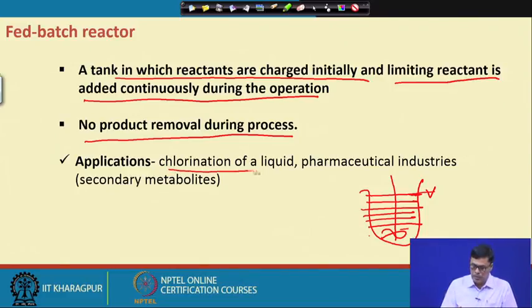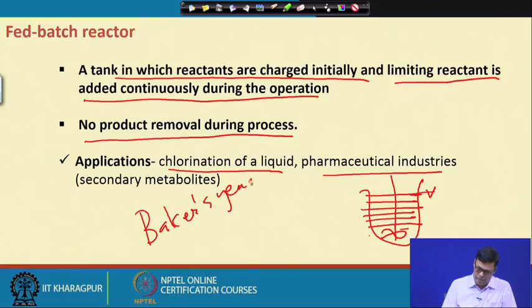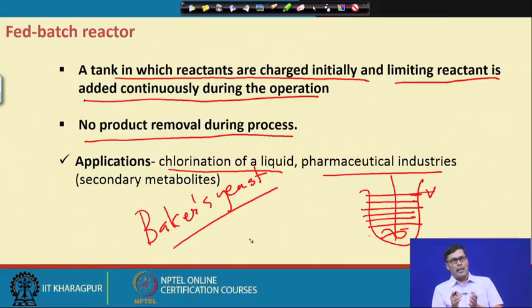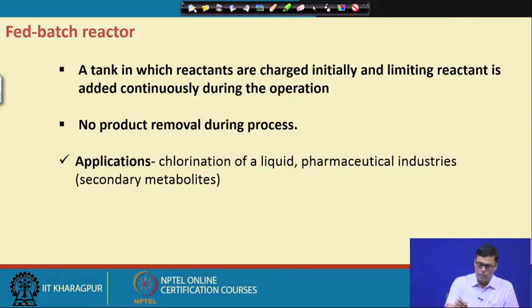The applications are the chlorination of a liquid and the pharmaceutical industry. Particularly, I can mention the Baker's yeast fermentation process, which is largely used. If you look at the Baker's yeast, 1 mole of glucose produces approximately 0.5 grams of cell mass. So, naturally, if your system utilizes more glucose or more sugar, you will get more cell mass production. Naturally, we want this reactor to use more substrate, but we know that after a certain substrate concentration, there is an inhibition effect. Considering all these things, we find that fed batch is the process through which we can increase our Baker's yeast production to a great extent.